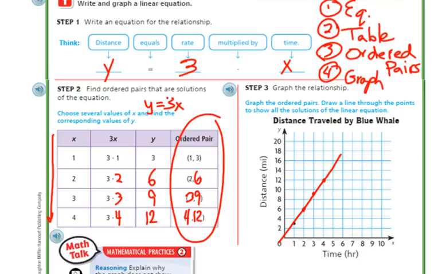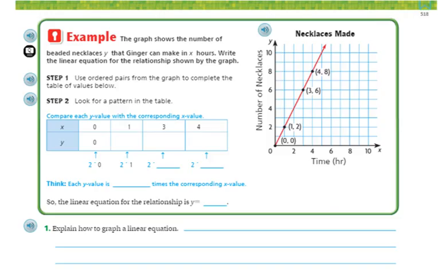So let's go ahead and turn the page here to the next example. And here we are. We are looking at example 1 at the top of page 518. The graph shows the number of beaded necklaces Y that Ginger can make in X hours. Write the linear equation for the relationship shown by the graph. All right, so first of all, the Y is going to represent the beaded necklaces, and the X is going to be the amount of hours.